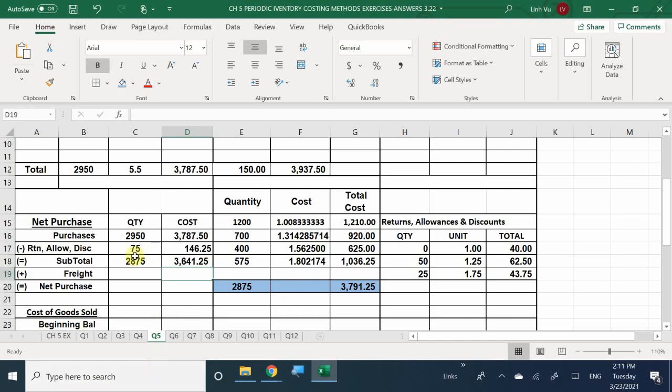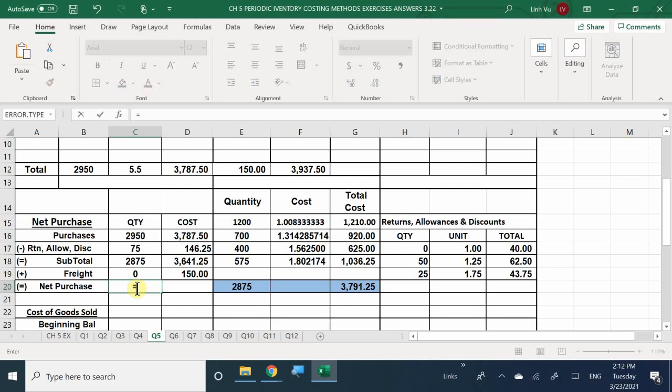Now we know freight does not affect quantity, so this is going to be 0. But we know that it also affects the total cost, right? It increases it because now we need to take this extra cost and spread it amongst our total items here. So we have freight costing us 150. So because it increases the total here, we need to add these numbers together.